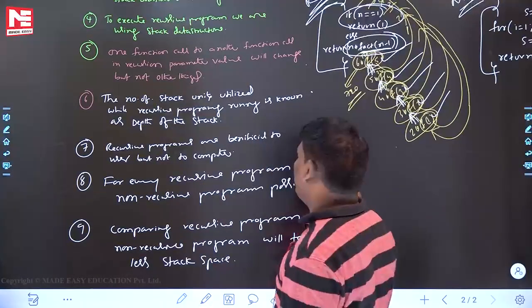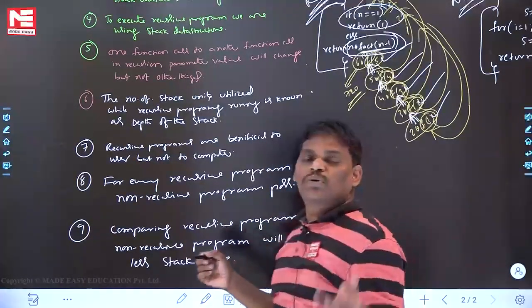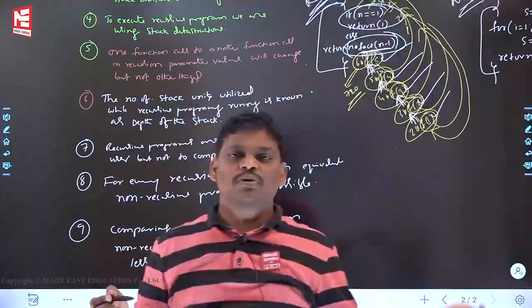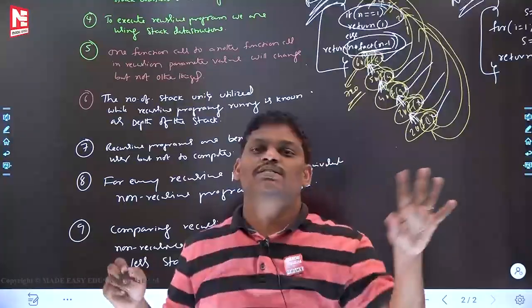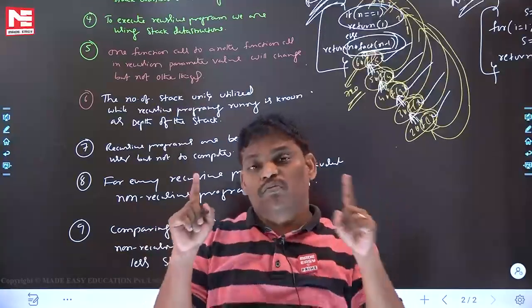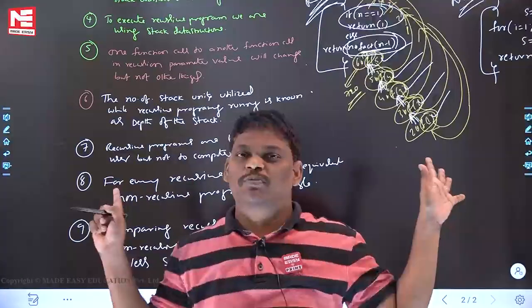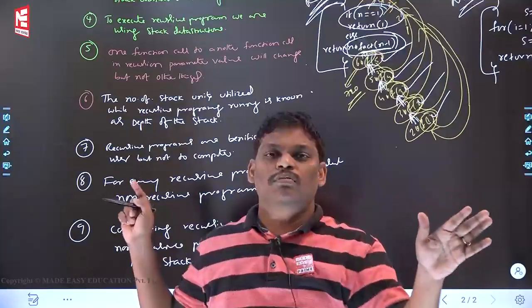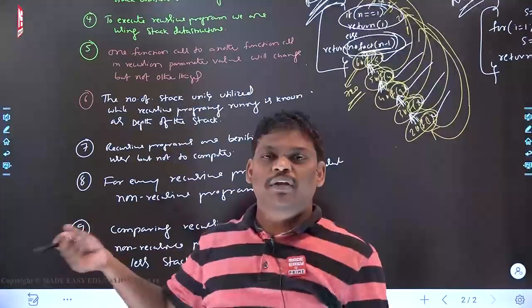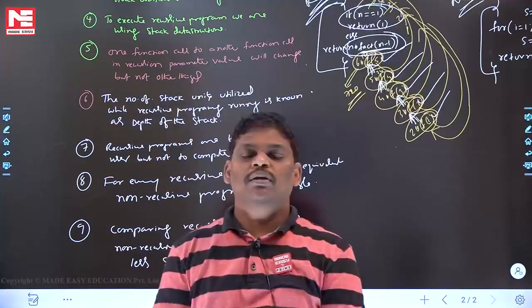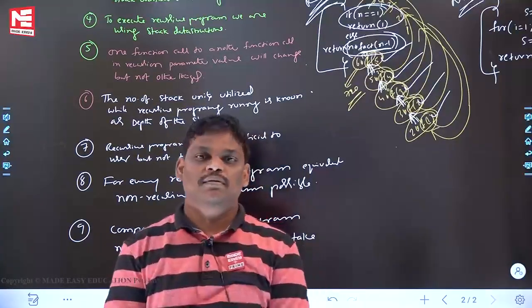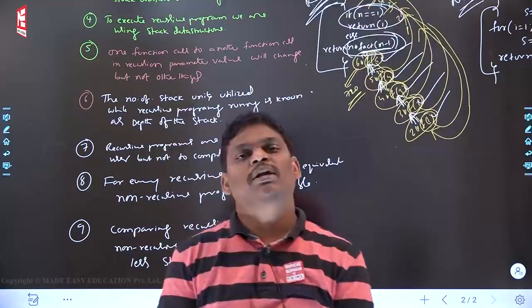For every recursive program, an equivalent non-recursive program is possible. For every recursion, non-recursion is possible. For every non-recursion, recursion is possible. But some may be difficult, some may be easy. But one thing, each to the other is possible. Please be careful. Google is possible, WhatsApp is possible. What is there here? For every recursion, you can write the equivalent non-recursive program. The only thing is, you have to spend some time on that. If you spend some time, automatically you will get it.